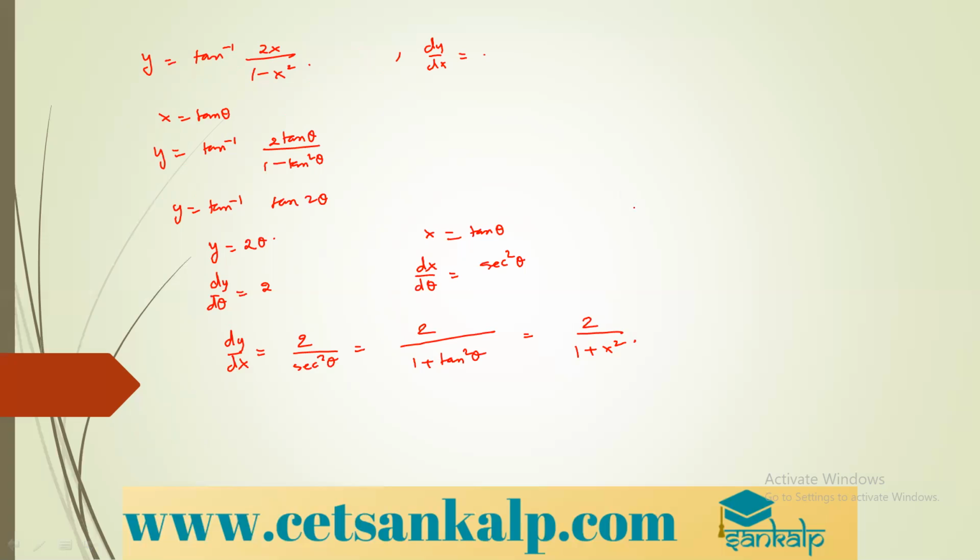Or else the other way to do it is, because y equal to 2 theta, y can be taken as 2, theta is tan inverse x. So dy by dx will be equal to 2 into derivative of tan inverse x, which is 1 by 1 plus x square. Like this also it can be done.